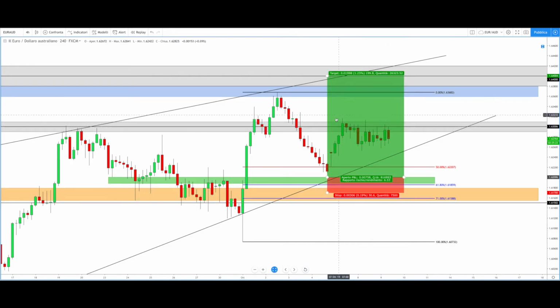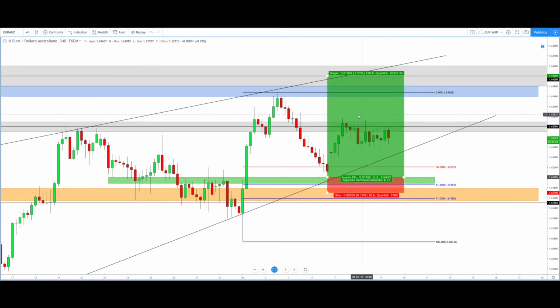we need to watch carefully the price action, try to understand if the price will break to the upside with a daily closing above this key level 1.63. This will be a huge bullish signal that could bring the price to touch another time 1.6370 here, and also 1.64 as a final target.